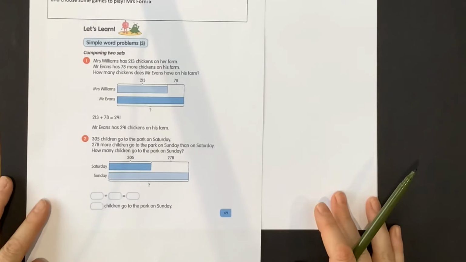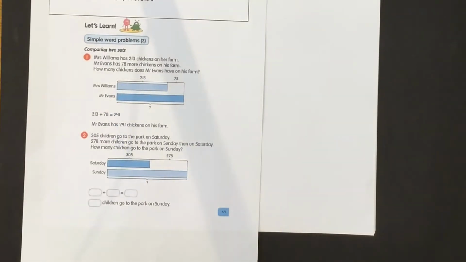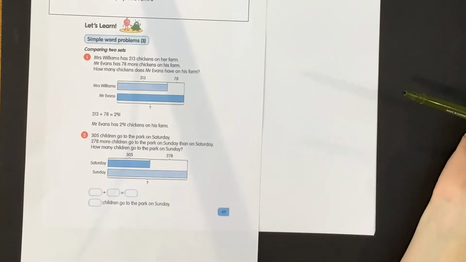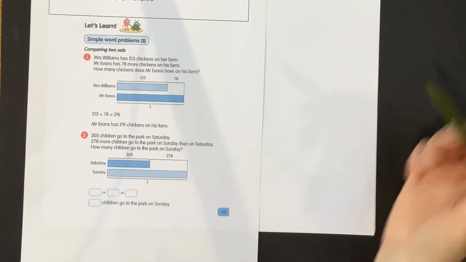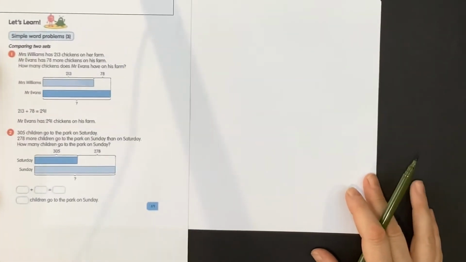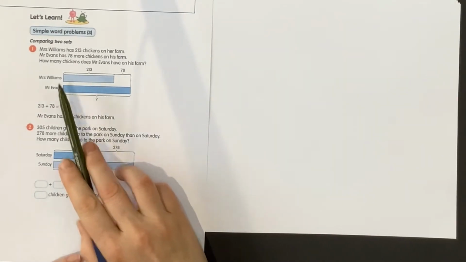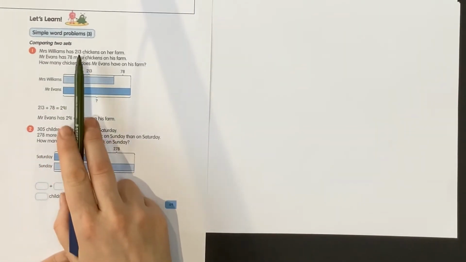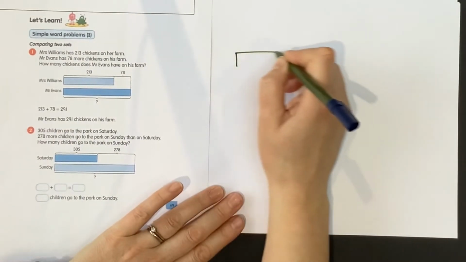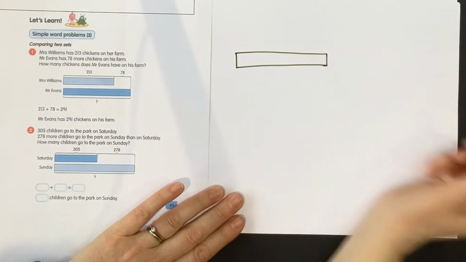Let's have a look at this first one. So the numbers have got a little bit bigger, but the concept is the same. Mrs. Williams has 213 chickens on her farm. Mr. Evans has 78 more chickens on his farm. How many chickens does Mr. Evans have on his farm? So first of all, we need to draw the bars. We're going to have one bar for Mrs. Williams and one bar for Mr. Evans. Mrs. Williams' bar, we know it's 213 because she's got 213 chickens.